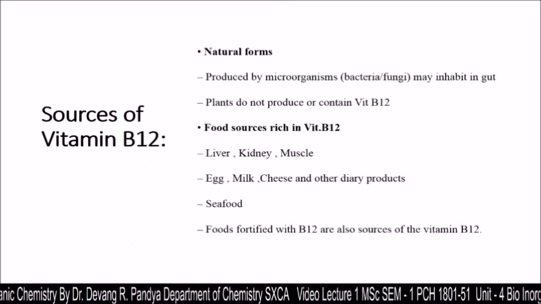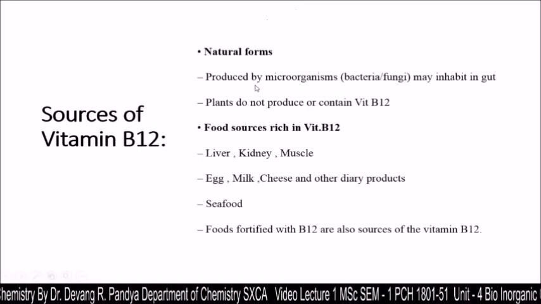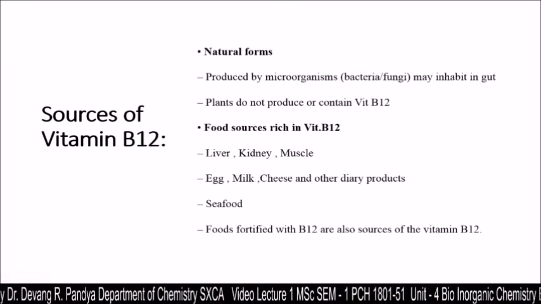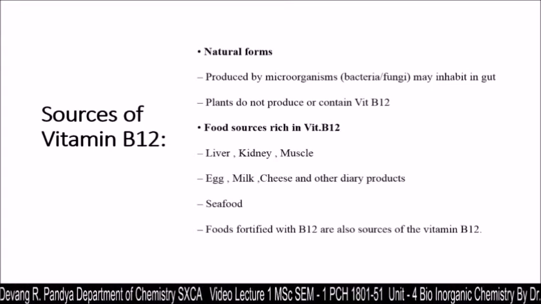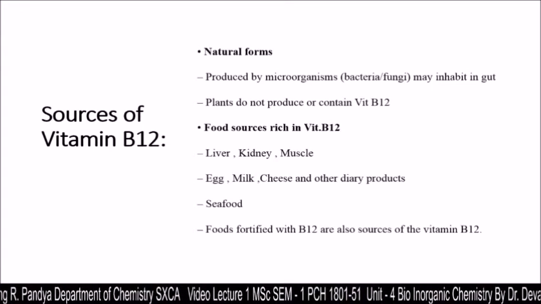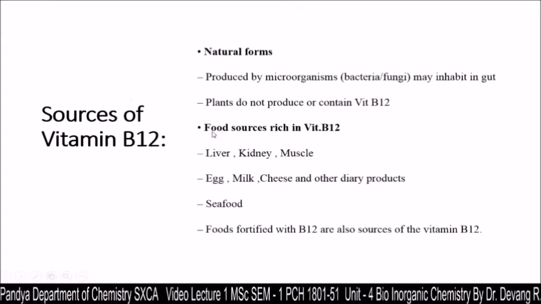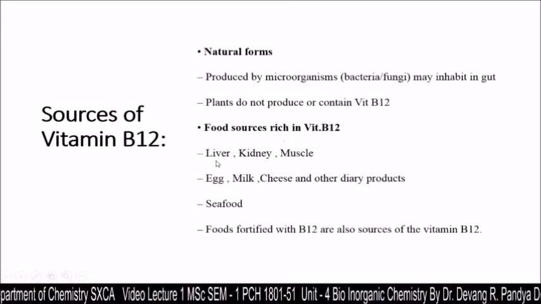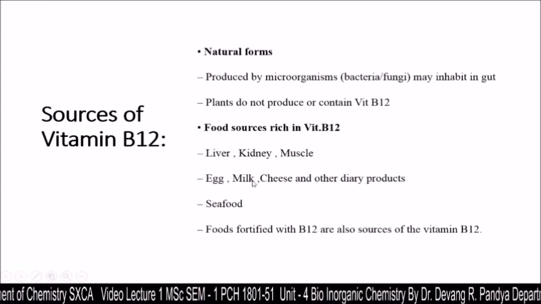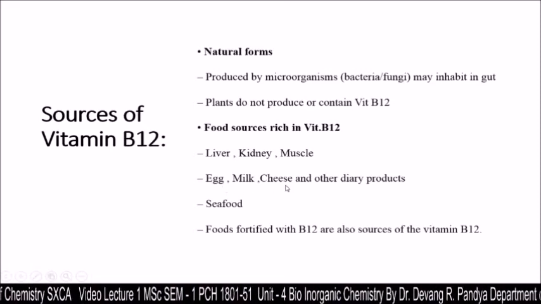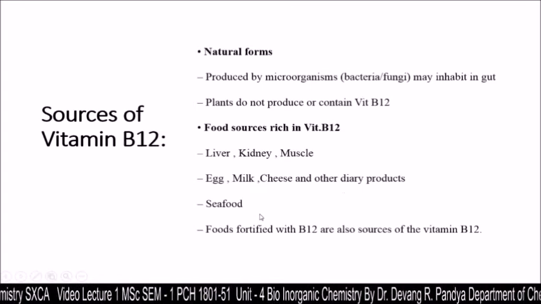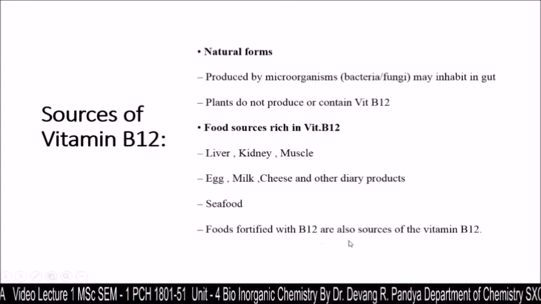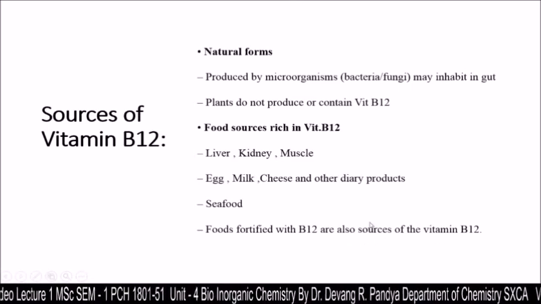What are the sources of vitamin B12? The natural source is production by microorganisms, bacteria or fungi, which may inhabit the gut. Plants do not produce vitamin B12, and therefore we can get vitamin B12 from food sources rich in it, that is liver, kidney or muscle, or egg, milk, cheese and other dairy products. Seafood and food fortified with vitamin B12 are also sources of vitamin B12.